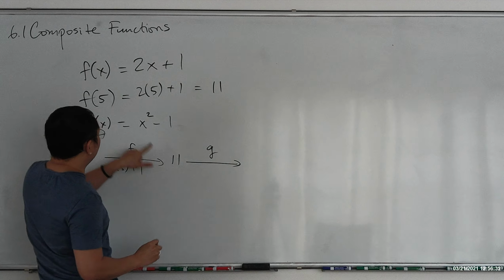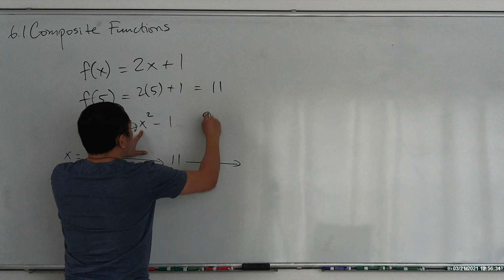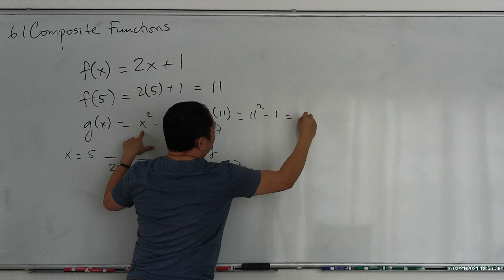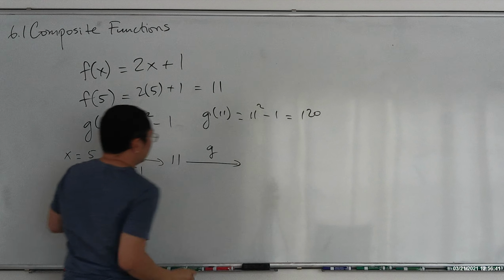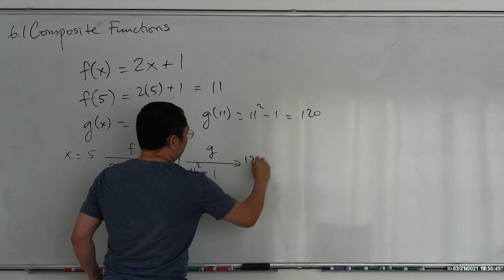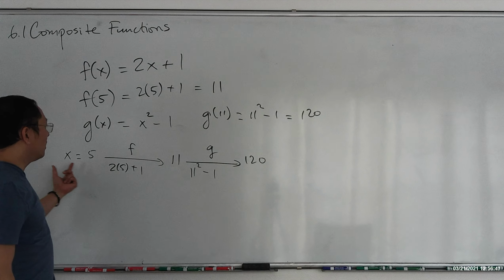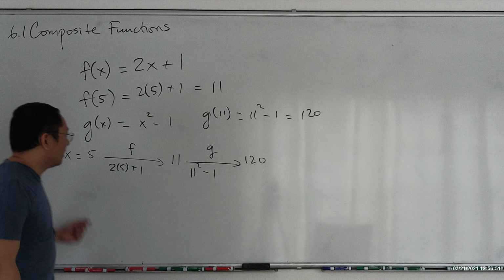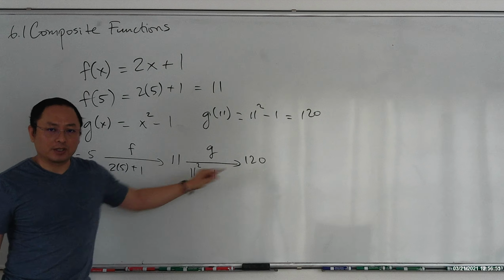So what do you do with 11? You plug it into g right here, right? G of 11 is 11 squared minus 1, which is 121 minus 1, which is 120. So this is 11 squared minus 1. You got 120 out. Okay? So you actually get the final output of 120. And consider this, what? A composite of two functions to get to the answer.